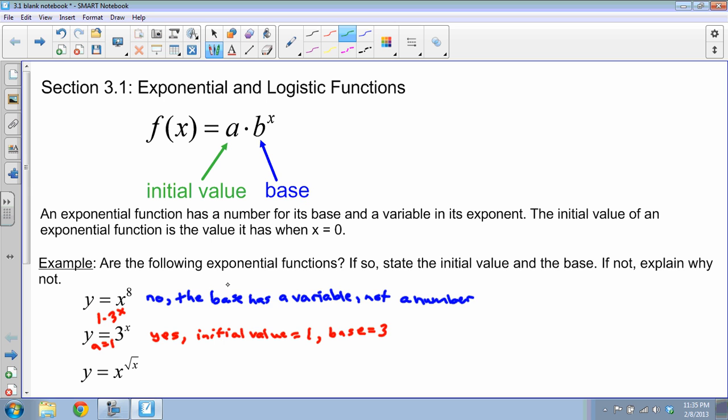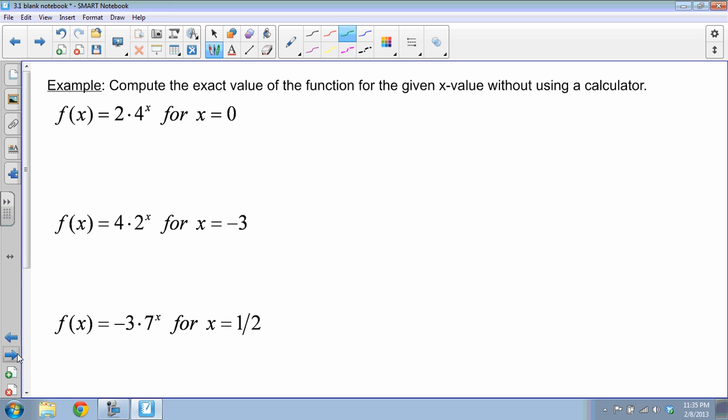This last one, x to the square root of x, is a no. Again, we don't have a number for the base. I'm not actually sure if 2 to the square root of x, we would still consider that an exponential function or not. I kind of feel like we would, but we're not going to probably see anything really like that. So that's how we tell whether or not it is an exponential function.